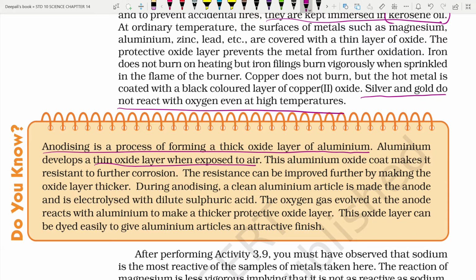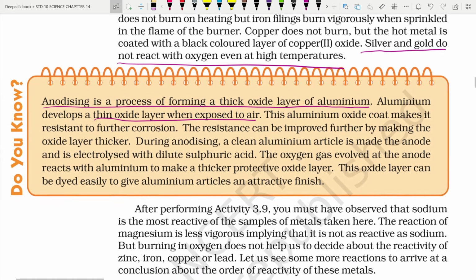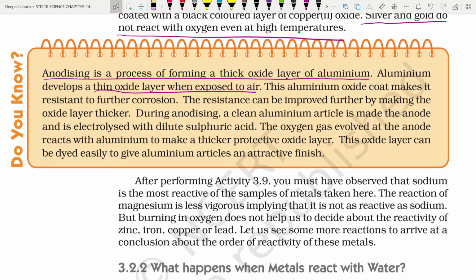The oxygen gas evolved at the anode reacts with aluminum to make a thicker protective oxide layer. This oxide layer can be dyed easily to give aluminum articles an attractive finish. Now, do you understand how aluminum is anodized?